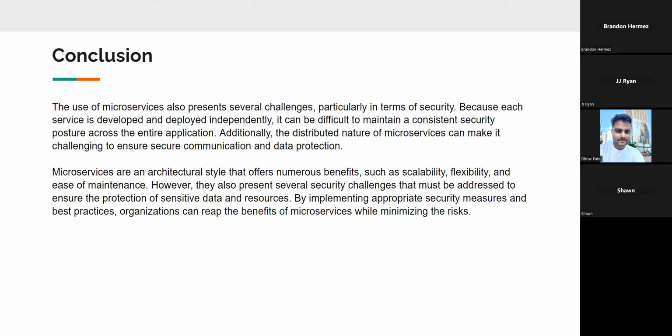Microservices are an architectural style that offer numerous benefits such as scalability, flexibility, and ease of maintenance. However, there are numerous security challenges that need to be addressed to ensure the protection of sensitive data and resources. By implementing appropriate security measures and best practices, organizations can reap the benefits of microservices while minimizing the risks.